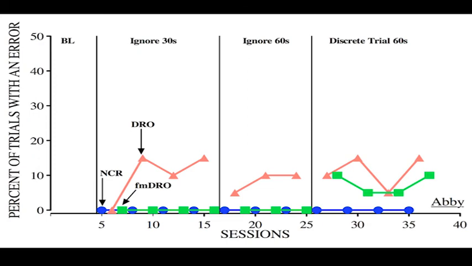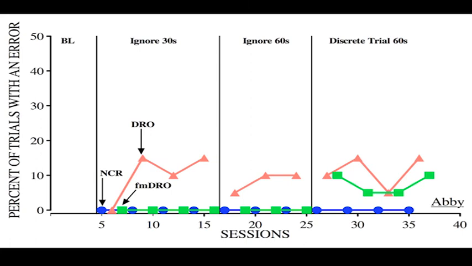So these are data for Abby, our first subject. The graph shows percent of trials with an error on the y-axis and sessions on the x-axis. There are no data in baseline. This is actually a baseline of client problem behavior, which I'm not showing, but we are also taking data on the effects of these implementation errors on client behavior.